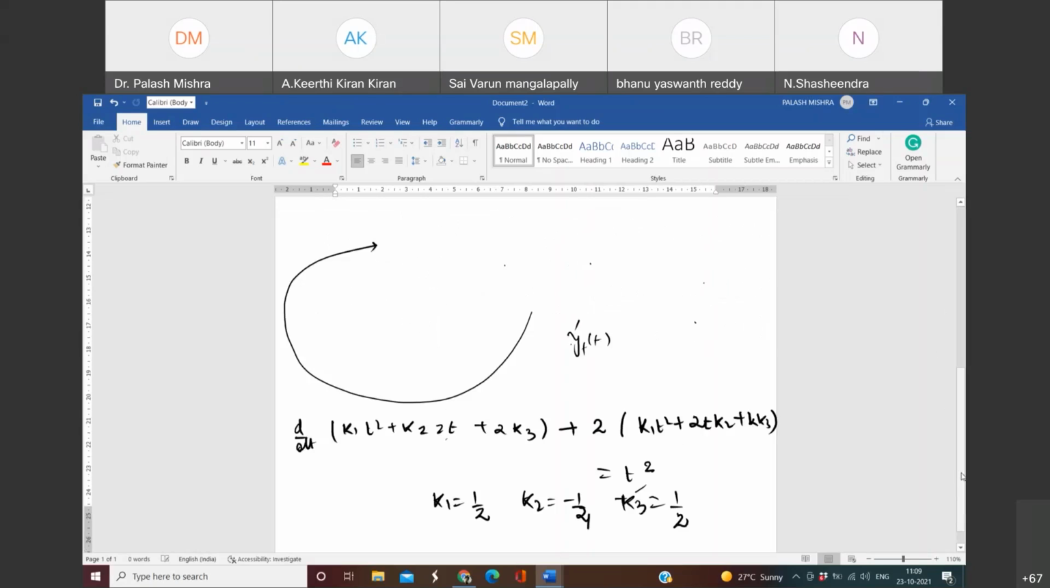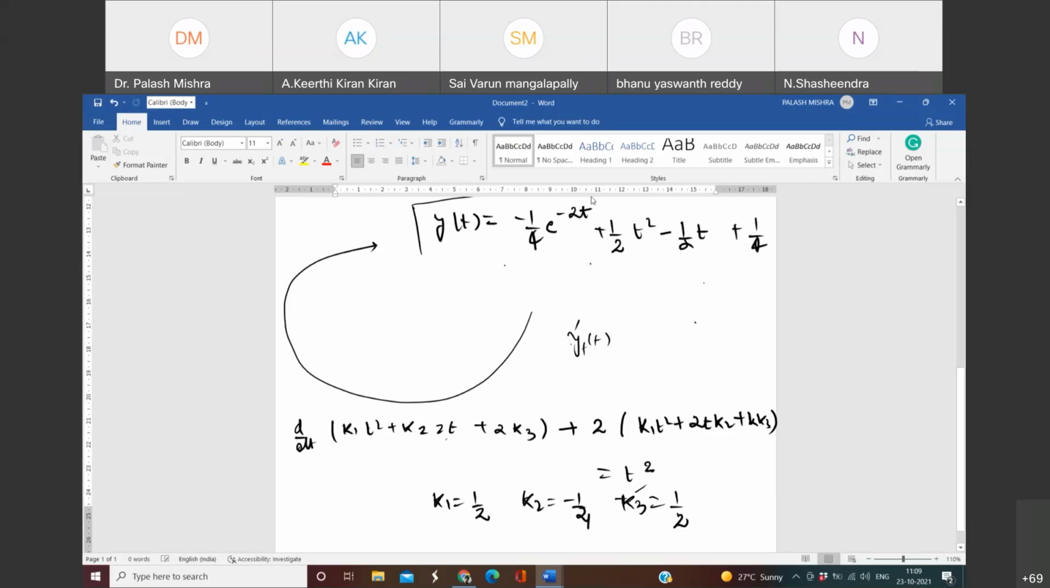I think this question we already discussed last time, but I am just writing the answer. So the final solution I am just writing here. It will be minus 1 by 4 e to the power of minus 2t, plus 1 by 2 times t square minus 1 by 2 times t plus 1 by 4. So this is the final answer.